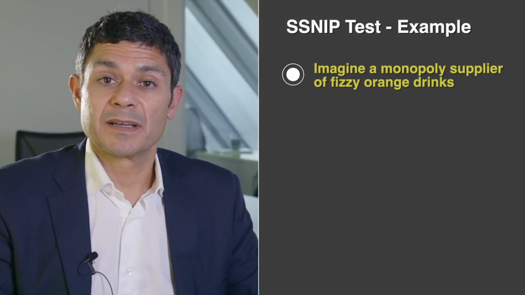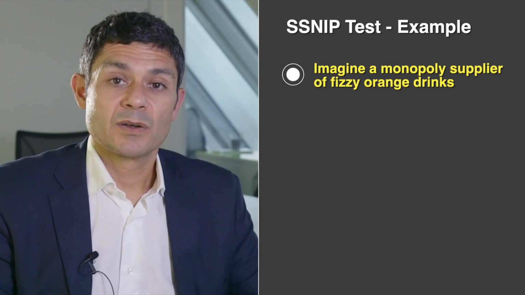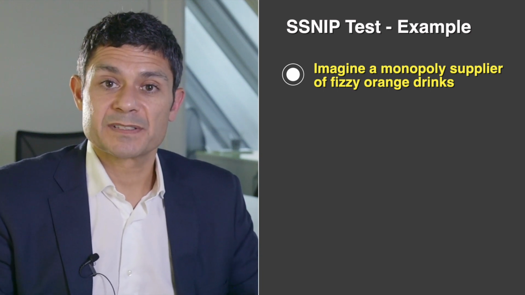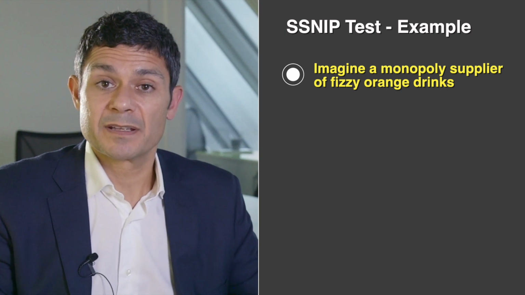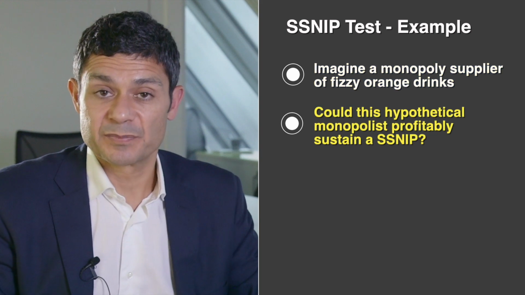Now I'm going to talk about a hypothetical example that explains how the SNP test works in practice. Imagine there is a monopoly supplier of fizzy orange drinks. What we do is we imagine prices of fizzy orange going up by 5 to 10%, and we ask the question, is that profitable?